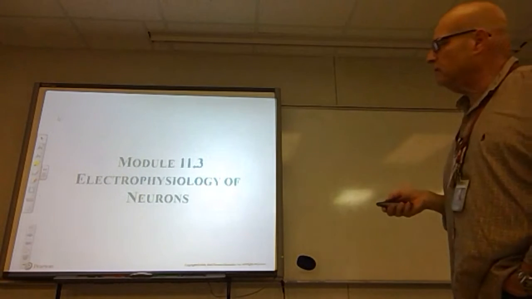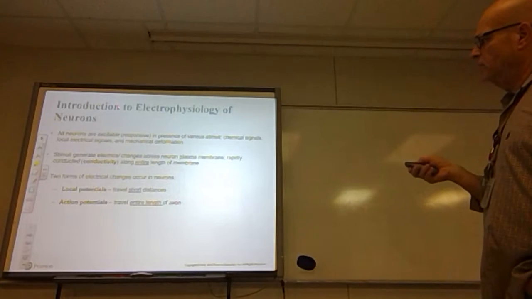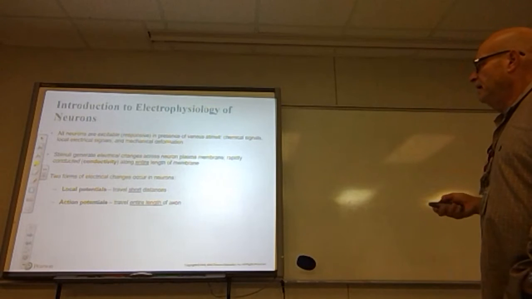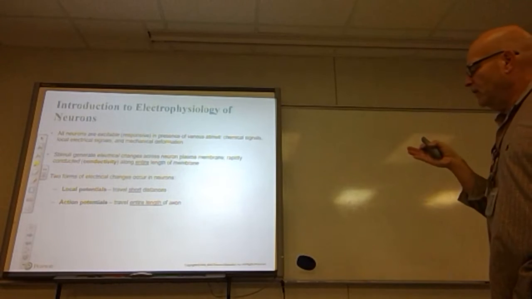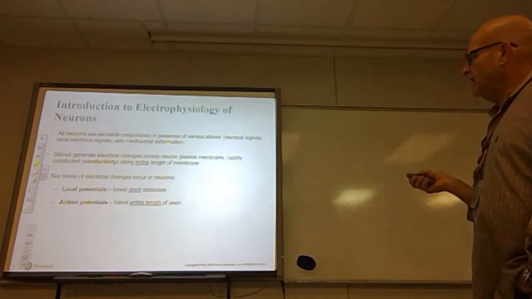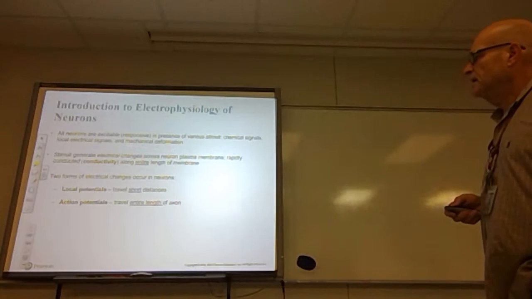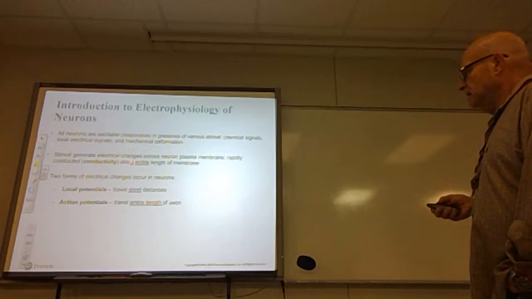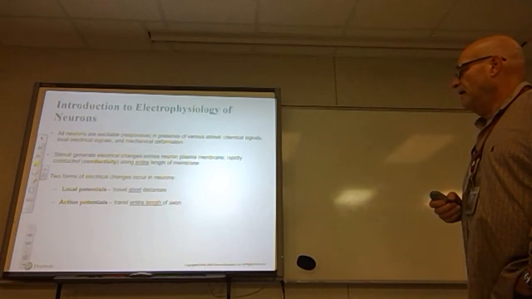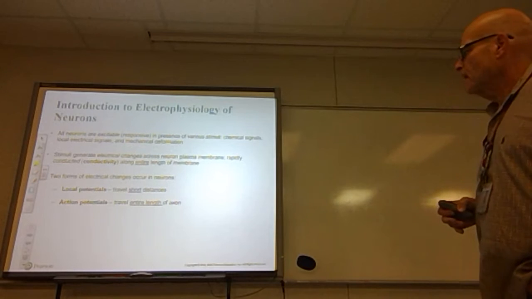Electrophysiology of neurons, so the electrical impulses that we see in neurons. All neurons are excitable, which means they can respond to outside influences, and they will be excitable in the presence of various stimuli. These stimuli can be chemical signals, local electrical signals, or mechanical signals. The stimuli generate electrical charges across the neuron plasma membrane. They will be rapidly conducted along the entire length of the membrane.